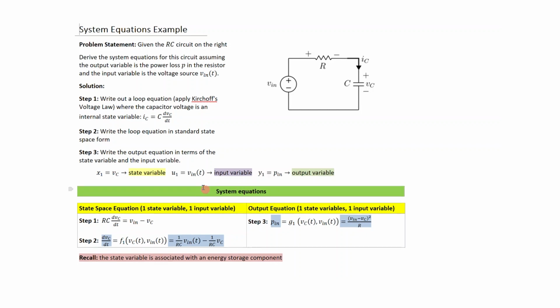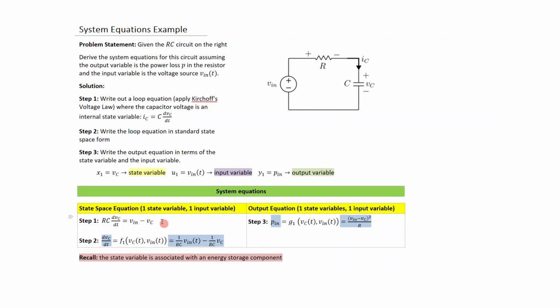So let's go through each one of these steps in turn to see what we end up with. Step 1 would be to write out the loop equation. This is the current through the capacitor. That's the same current flowing through the resistor. The resistance times the current is the voltage drop appearing across the resistor, which is the net difference voltage of Vn minus Vc, which you see here. So this is step 1. This is essentially Kirchhoff's voltage law being applied to this circuit.